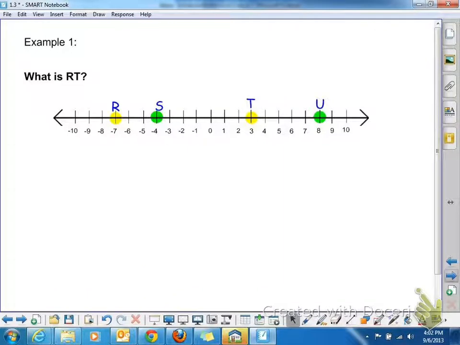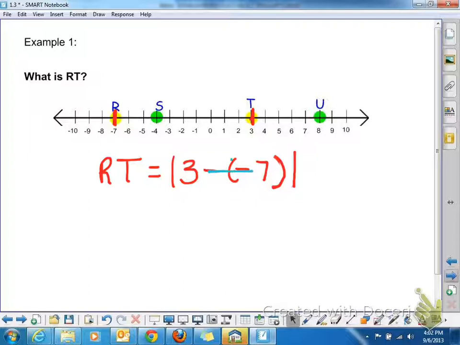Example 1. What is RT? This means what is the distance between R and T? Well, the coordinate for R is -7. The coordinate for T is 3. So RT would be the absolute value of the difference between them. So 3 minus -7. You remember that minus a negative, you're really going to add these together. So RT equals 10.